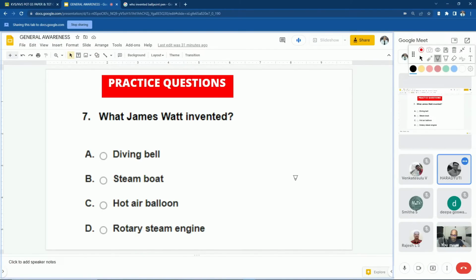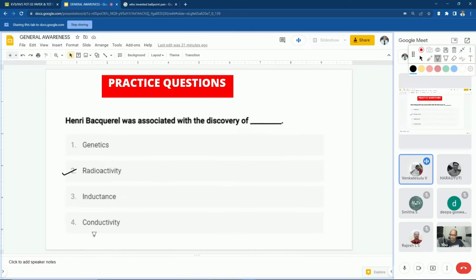Hi, sir. What did James Watt invent? Diving bell, steamboat, hot air balloon, rotary steam engine. It will be steam engine. James Watt, very popular invention. Steam engine and steamboat, same person was given in the list, I think, sir. What did James Watt invent? Both correct? Let me see.